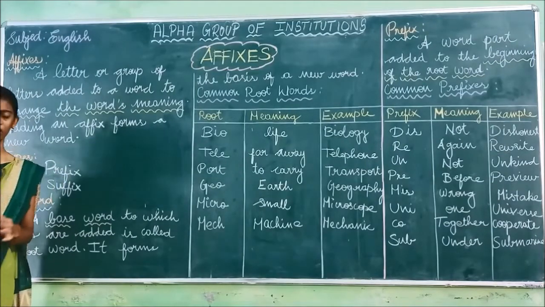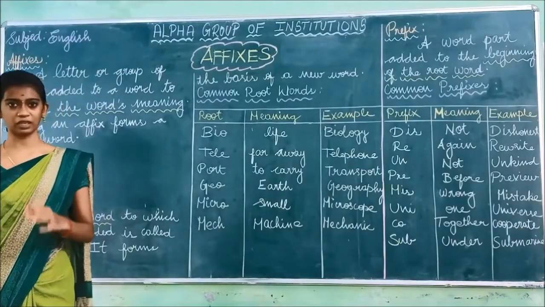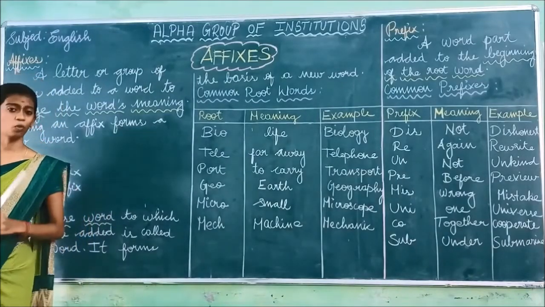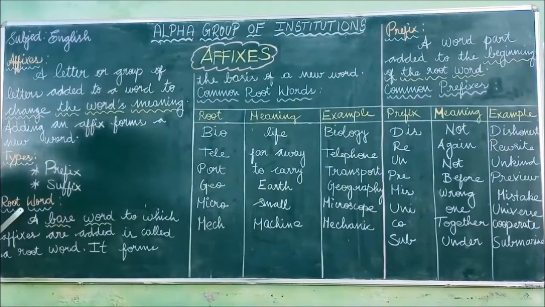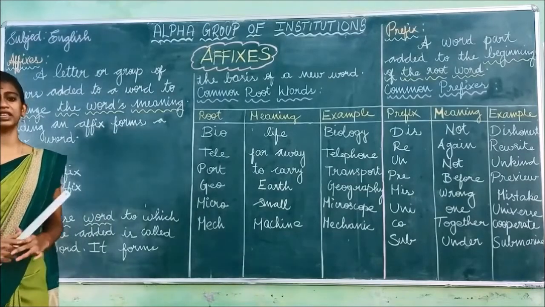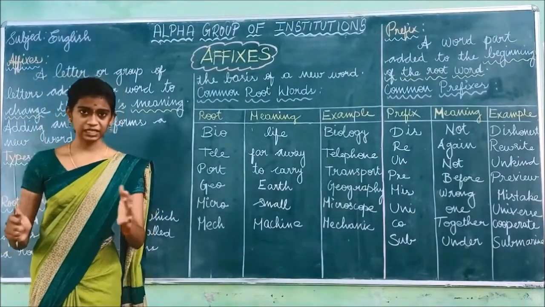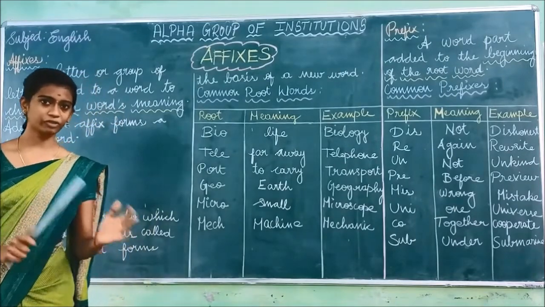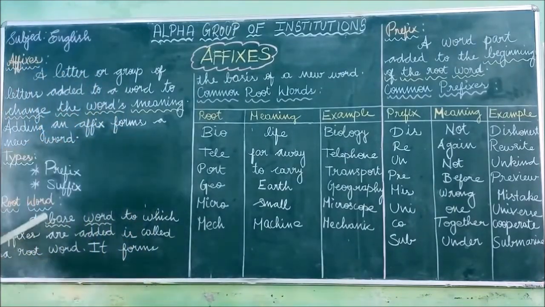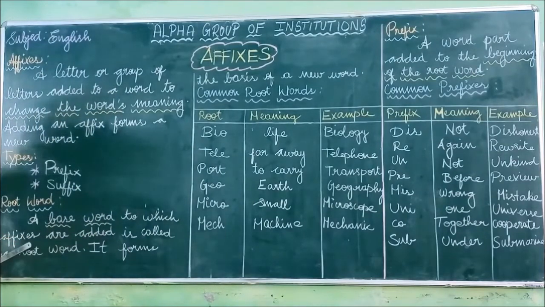If there is a root word, you can add the prefix or the suffix. So for that, you have to know what is meant by a root word. This is the definition of root word: a base word to which affixes are added is called a root word. The root word is called the base word, in which the prefix or the suffix has to be added. So what are affixes? Affixes are nothing but the prefix or the suffix.